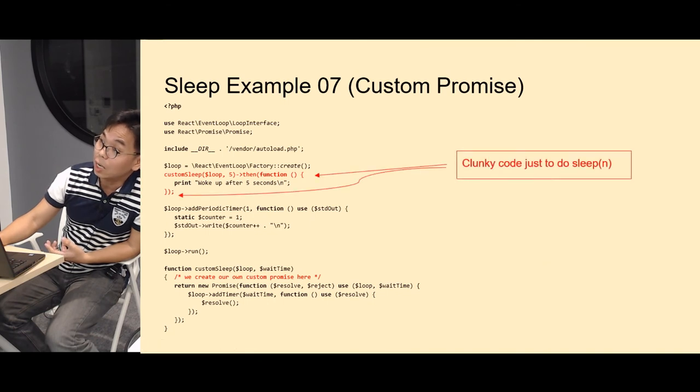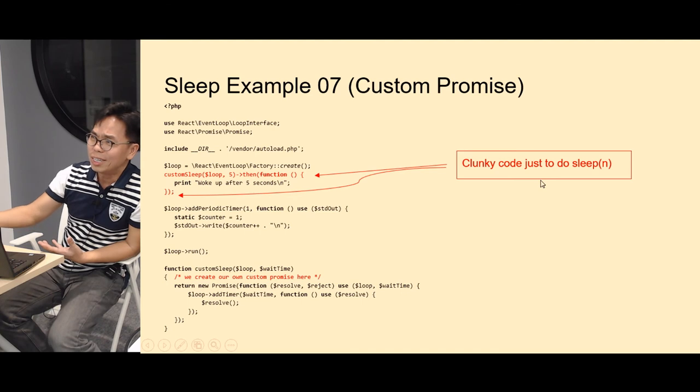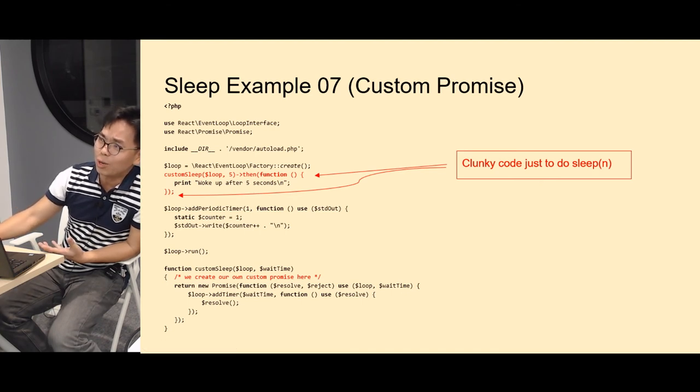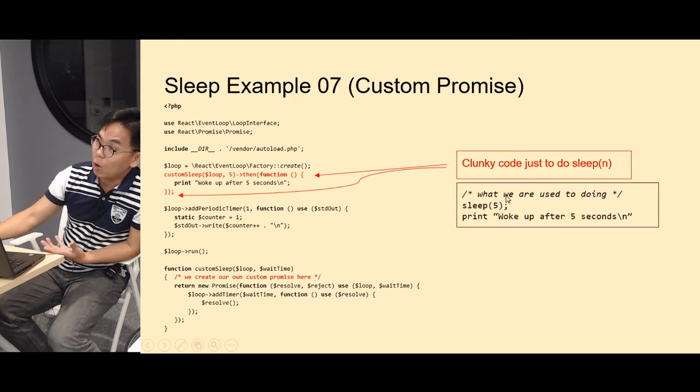Okay. But you look at here. This is a very clunky piece of code. In order to wait for 5 seconds, I need to do how many lines? 1, 2, 3 lines. Wow. In order to wait, and then what I want to do after the 5 seconds is up is inside this block. So it's very clunky. What I wanted to do is actually sleep 5 and then print wake up after 5 seconds. That is what I want to do, right?